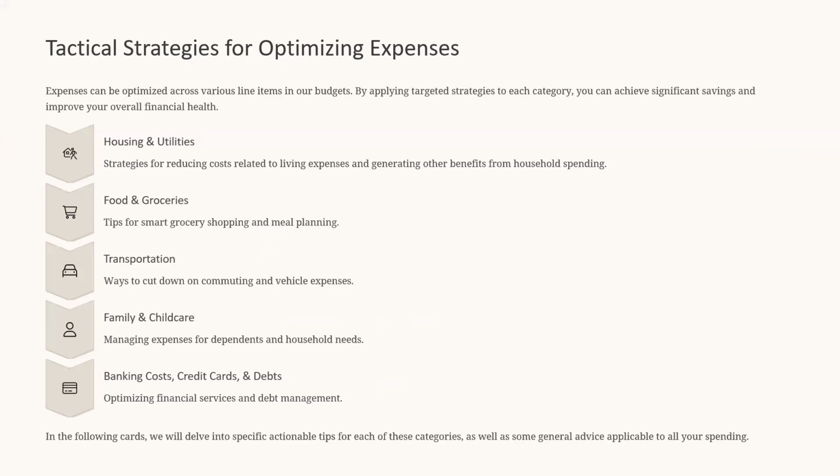We're going to cover a few tactical strategies around optimizing expenses. And I've broken these down based on the expense categories that we'd have spoken to earlier. So we're going to look at housing and utilities, food and groceries, transportation, family and child care, as well as banking costs, credit cards, and debts. So we're going to go in that order, and we're going to look at different strategies that we can apply to optimize each of the expenses within these categories.